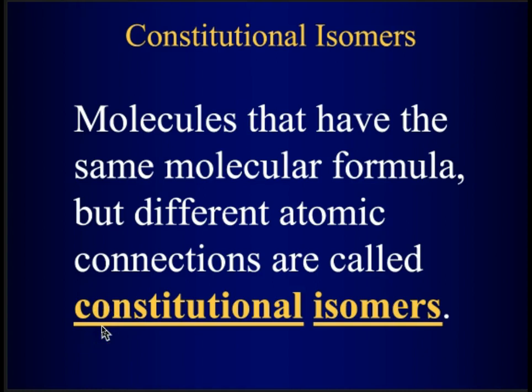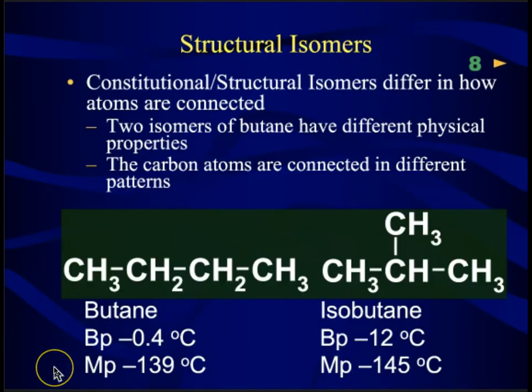As a review from last lecture, constitutional isomers are also called structural isomers, and these differ in how atoms are connected. So two isomers of butane have different physical properties. The carbon atoms are connected in different patterns.